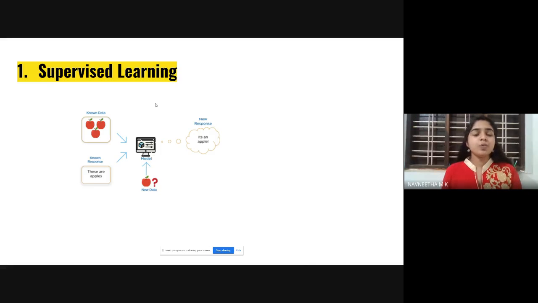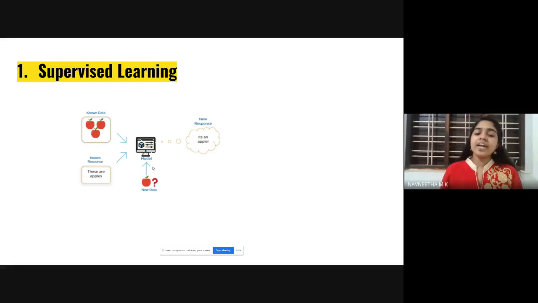The first one is supervised learning. This is a figure that helps you understand better what supervised learning is. In this figure, we have the system and the data. In supervised learning, the monitor detects the model of the system that we trained. Here, the training data is an apple. So, the system knows that this is an apple.